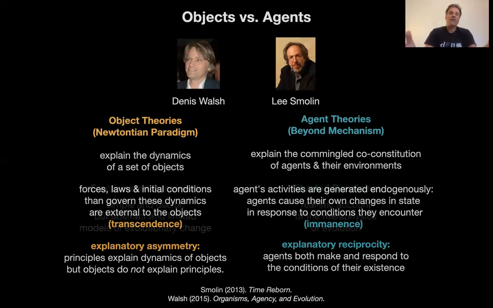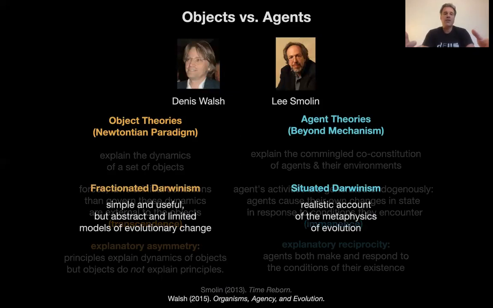So we have what Dennis calls a fractionated Darwinism with simple and useful but very abstract and limited models of evolutionary change. So all these perspectives are very, very valid, okay, in their domain of application. And then you have situated Darwinism, which is realistic about the metaphysics of evolution and is trying to situate those fractionated Darwinisms into their proper context, okay? So this provides the right context. Adding new perspectives, as we learned from Jim Brisemer, is giving you an idea of the limitations of each perspective. Okay, so that's what we're doing here.